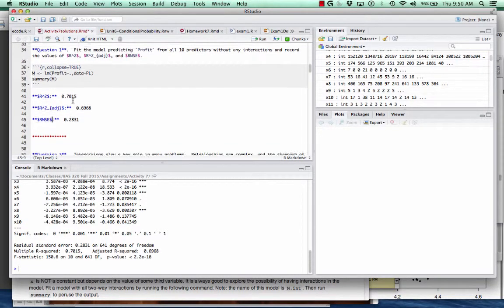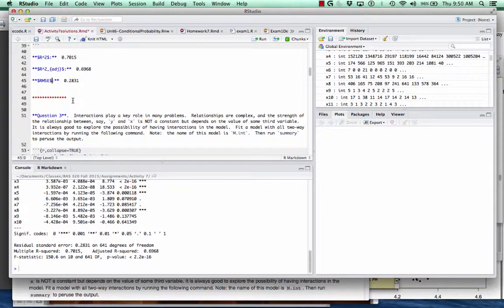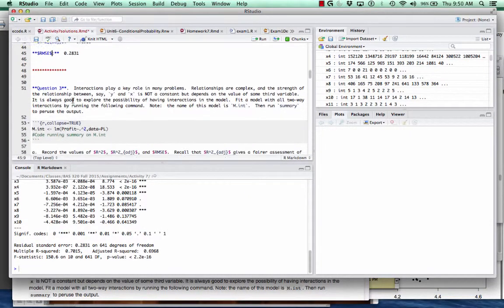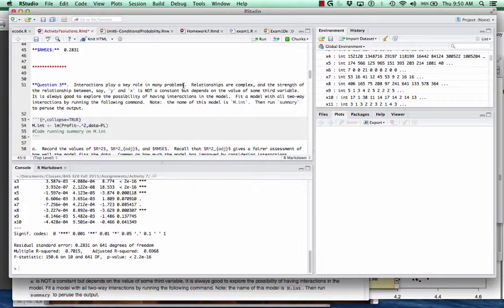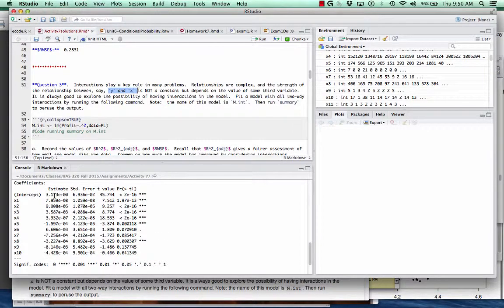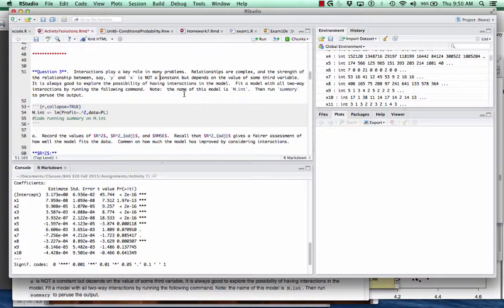And we might wonder if we can do any better, if we get a better model, by incorporating interactions. Because very often the relationships going on between the predictor variables and the y variable are complex. Very often the strength of the relationship between y and x actually is not a constant, which is what our multiple regression model here assumed, but it actually depends on the characteristics of the other variables. So it's always a good idea to explore the possibility that interactions may be present.